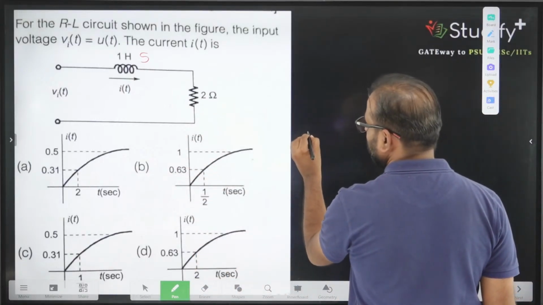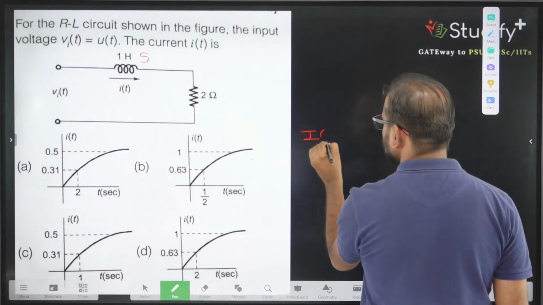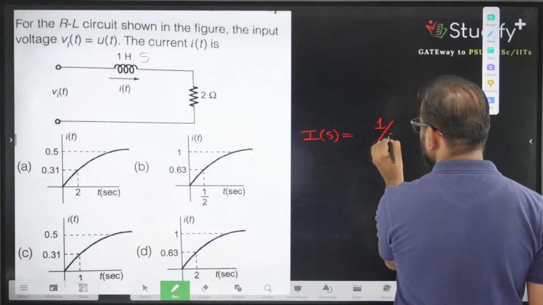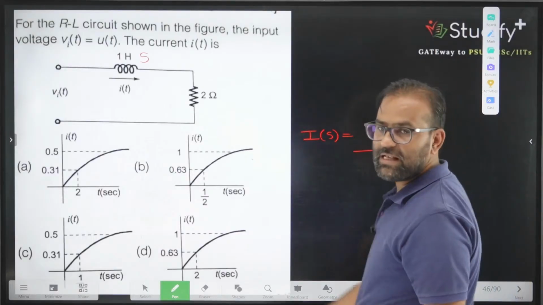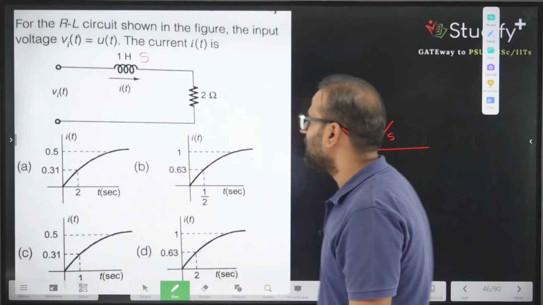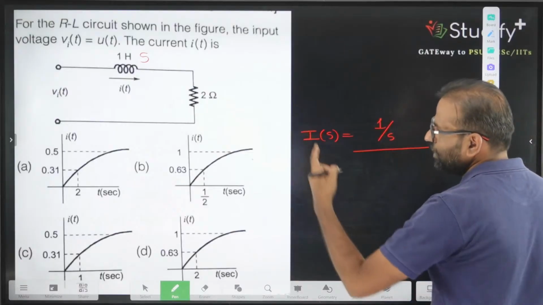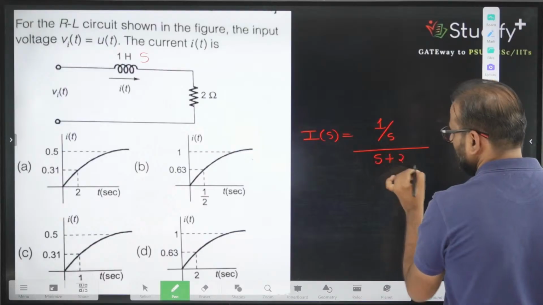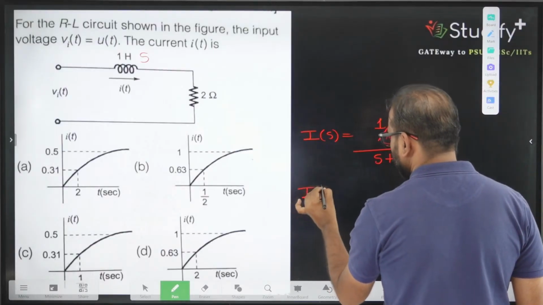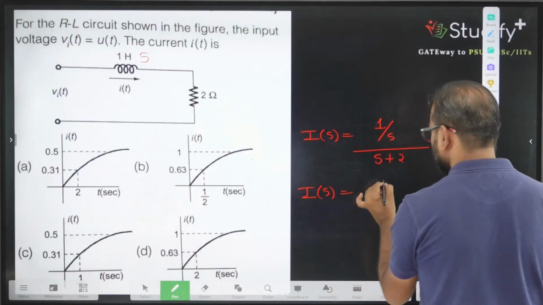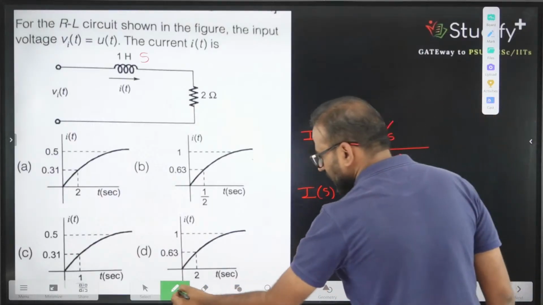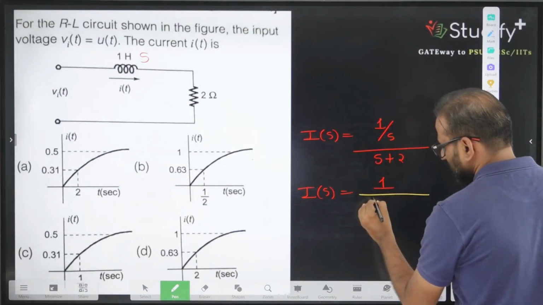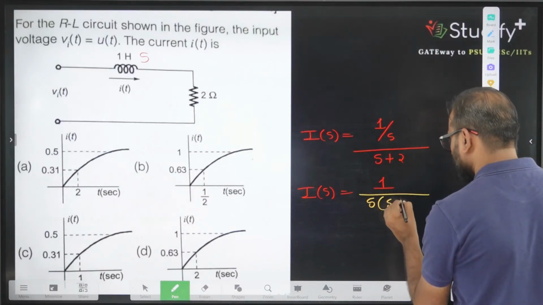So can I say the current I of S will be given by supply voltage divided by resistance? What is the supply? Supply is 1 by S because u of t is connected here. So applied voltage divided by resistance, which is S plus 2. So I of S is equivalent to what? 1 divided by S into S plus 2.